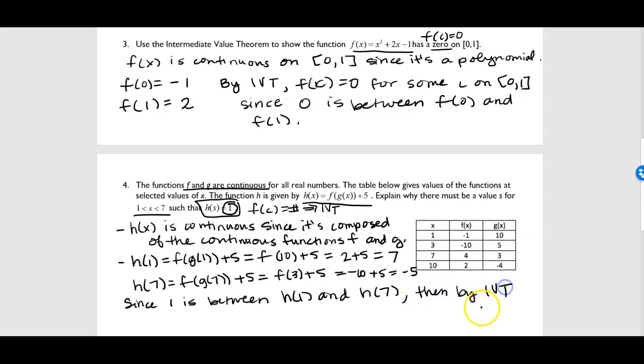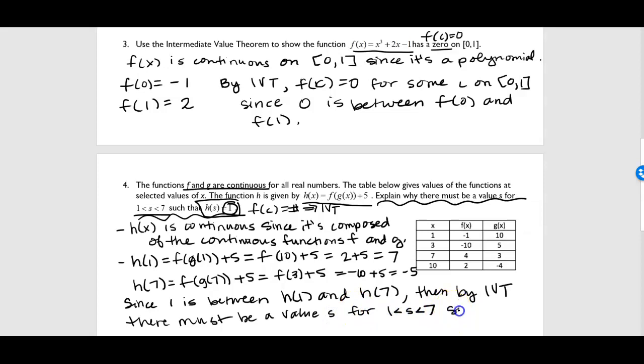and now for my conclusion statement, I'm just going to look back to the language that was actually used up here. Explain why there must be a value s for this interval such that h of s equals 1. And I'm just going to repeat that language. So then by IVT, there must be a value s for s between 1 and 7 such that h of s equals 1. So I'm just repeating that same exact language.